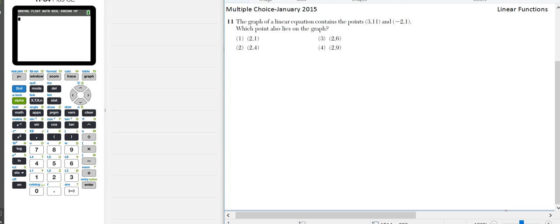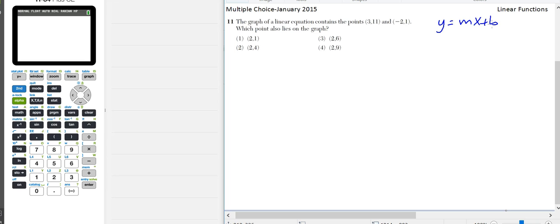In this question, we're actually asked to use 2 points to write the equation of a line, and then we have to see which of these points lies on that line. To write an equation when we're given 2 points, we first need to find the slope. Any linear equation is in the form y is equal to mx plus b. So if we find the m, the slope, and we find b, the y-intercept, we have an equation for a line. And now we'll test choices 1, 2, 3, and 4 to see which one makes the equation true, and that's the answer. So let's first find the slope of (3, 11) and (-2, 1).